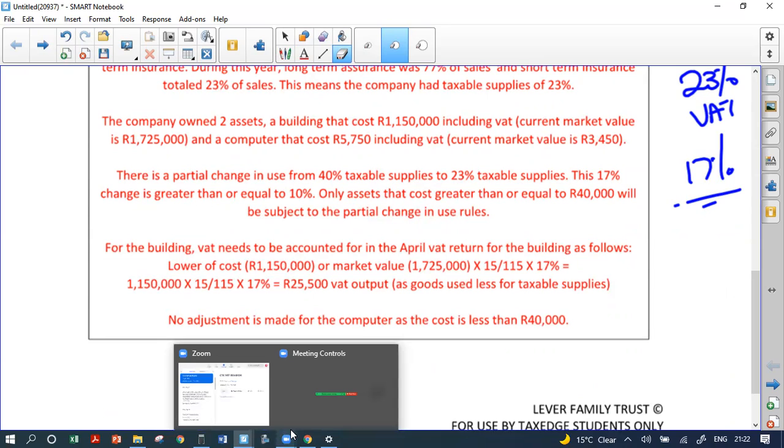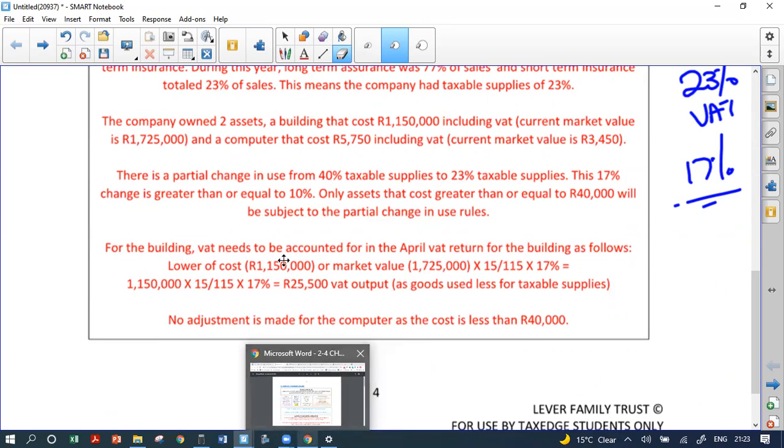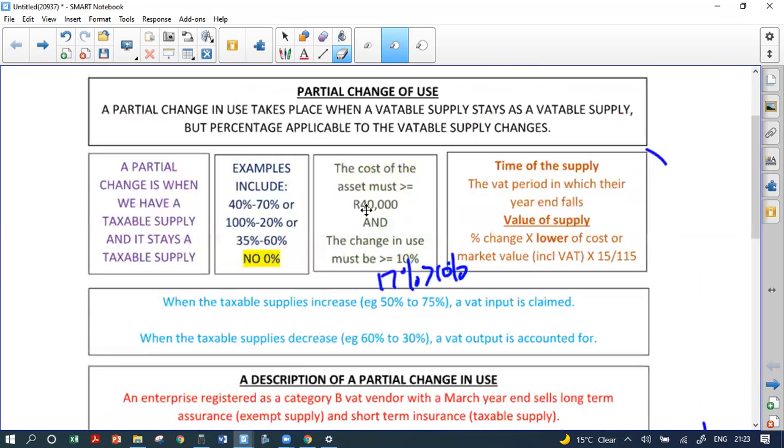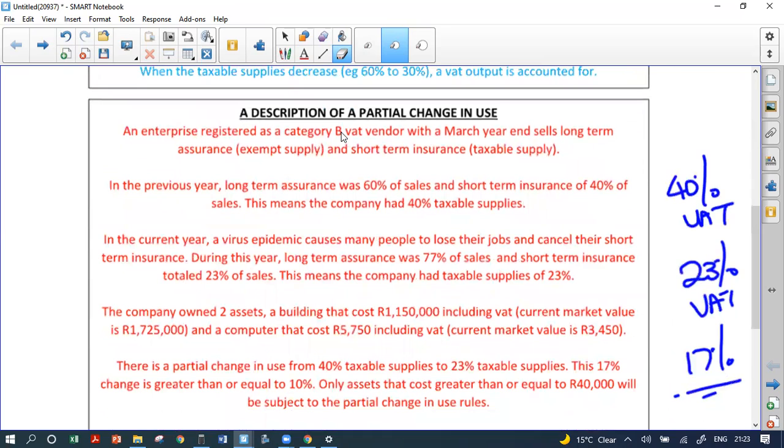Again, on the VAT legislation sheet, there is a tag that you're going to put for change in use for partial, which will remind you of all of these rules. Greater than 40, change must be greater than or equal to 10%, what the formula is, all of that you will have in your tag sheet, and you can use the tag sheet to do that. And that's what we call a partial change.